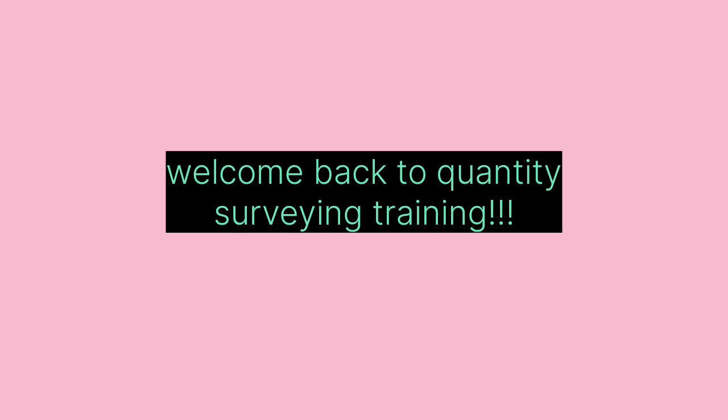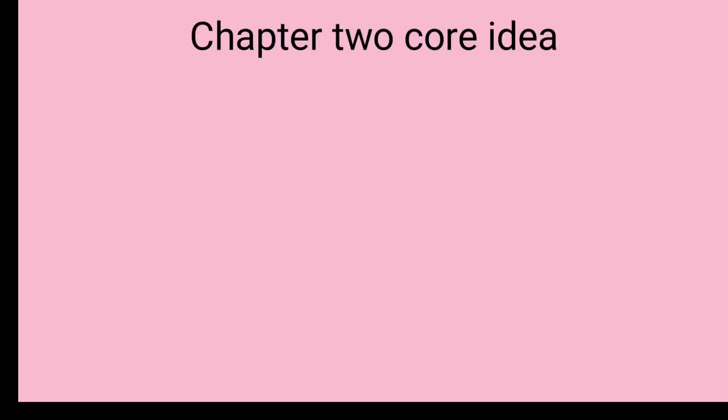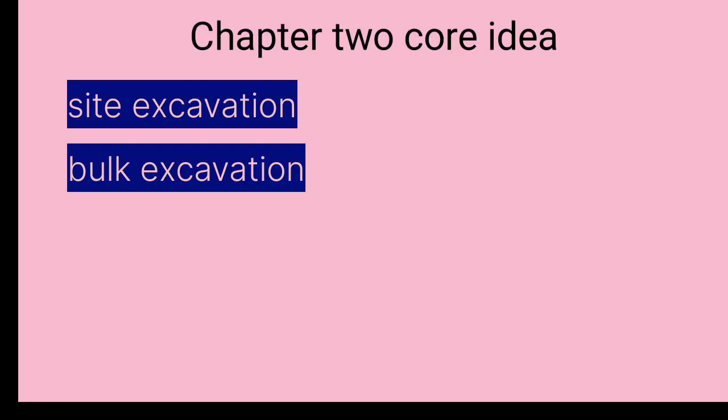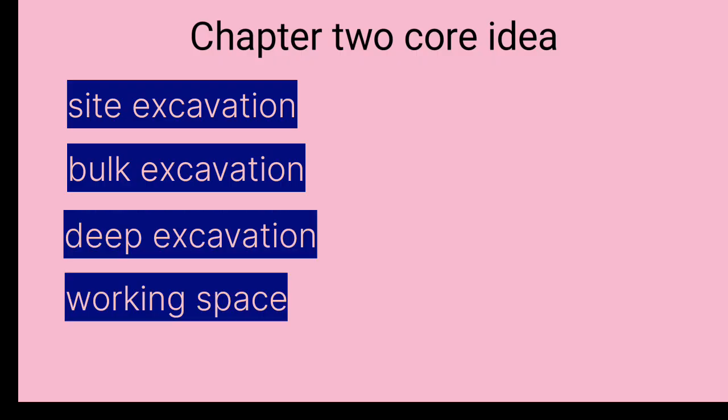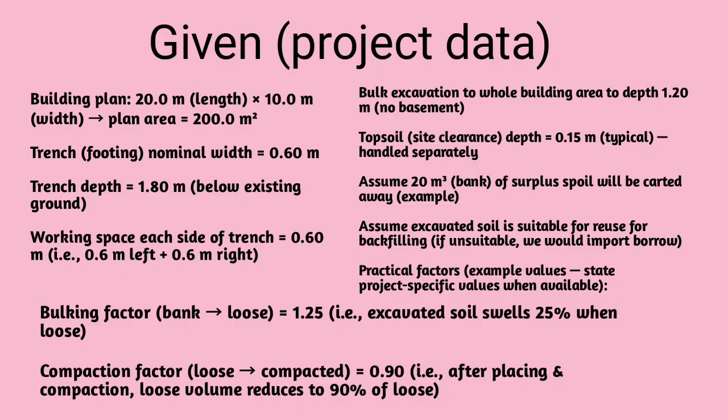Welcome back. This is Chapter 2, and in this section we will work through a complete example on earthwork measurement. In the previous part of this chapter, we learned about site excavation, bulk excavation, deep excavation, working space, depth classification, and the units of measurement used in quantity surveying. Now, we will apply those concepts step by step using an actual project example. Worked example: earthworks for a single building, detailed.